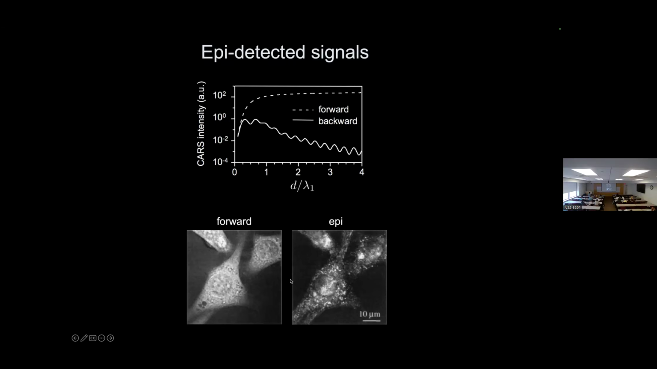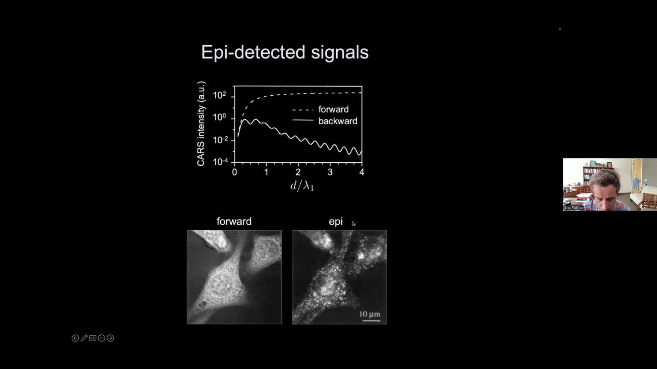If you don't believe that, then you should look at this image right here. This is the forward image of a cell, okay? You see everything contributes. This is a CH stretch image. So basically, I see all molecules that are rich in CH bonds, carbon-hydrogen bonds, which is basically a lot of molecules. So basically, I just map out the cell. And you see the nucleus here, you see some perinuclear region structure.